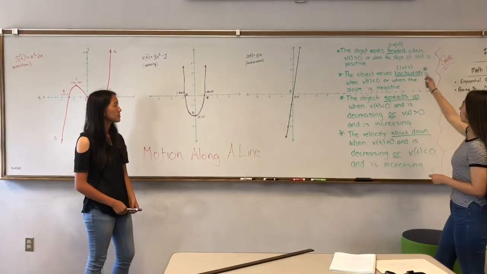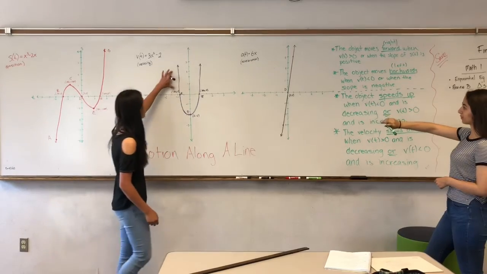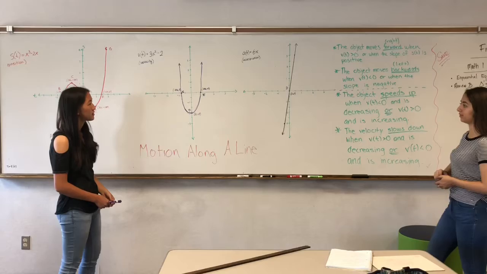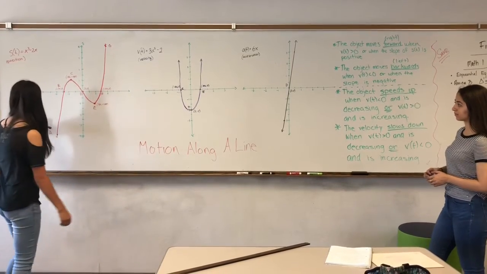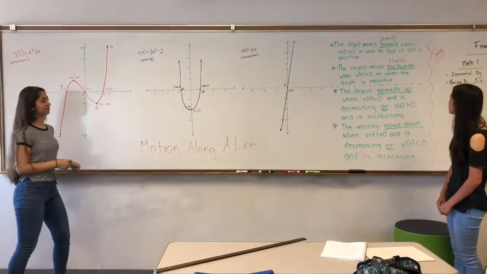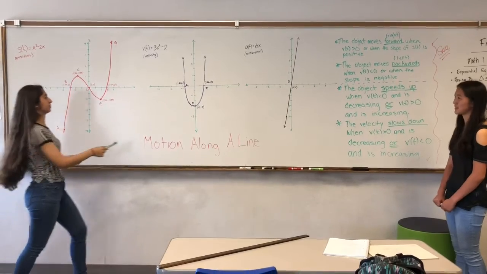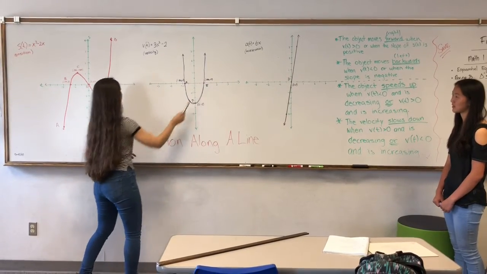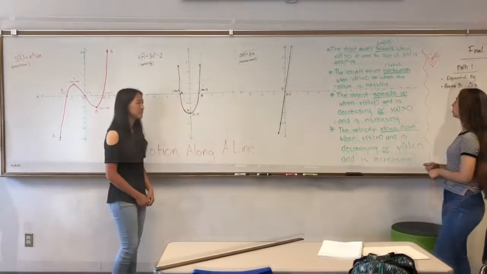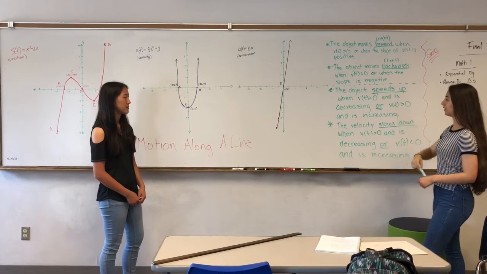So the object moves right or forward when the velocity is greater than 0, which is right here and right here, or when the slope of s(t) is positive, which is from A to C and from E to G. The object moves backwards or left when the velocity is less than 0 or when the slope is negative, which in this case is from C to E.